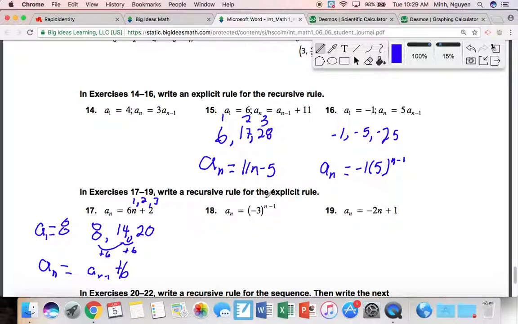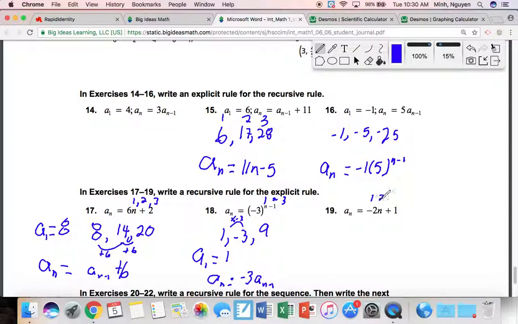Here, we're going to plug in 1, 2, and 3 just to get the first 3 terms. So 1 minus 1 is 0, so I have 1. I have 2 minus 1, negative 3. And 3 minus 1 is 2. Negative 3 squared is 9. So the first term is 1. I have to take the last term, and each time I'm multiplying by -3. So I'll say -3 times the last number.